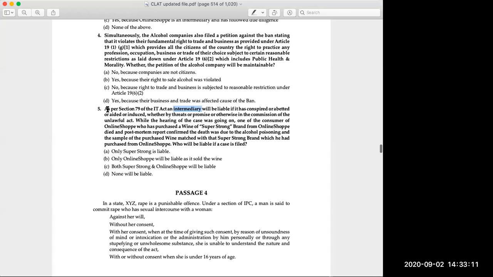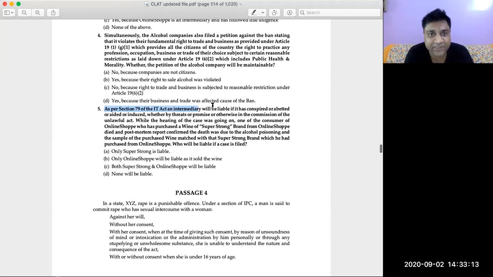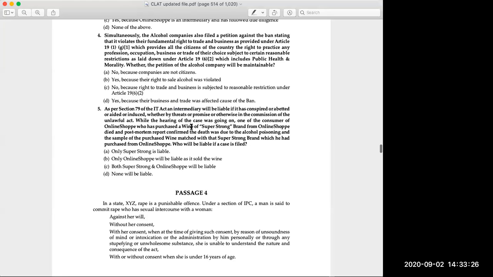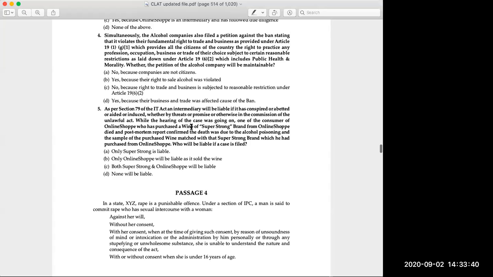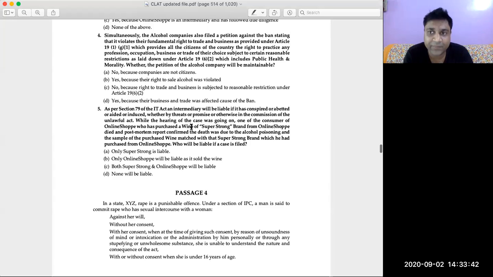If you see question number 5, the starting line says, as per Section 79 of the IT Act, an intermediary will be liable if it has conspired or abetted or aided or induced. So don't you think by selling that spurious alcohol, it has aided? Yes, sir. That is right. But what if the online app wouldn't have been an intermediary? Then it would not have been liable, obviously, because only intermediaries are liable.